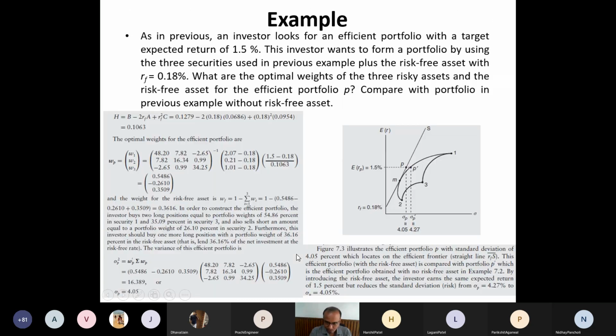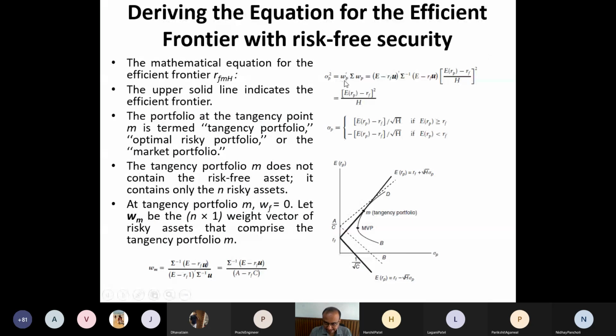If I substitute all this and find sigma P square, which is WP transpose sigma WP, I will arrive at this equation. Just try this substitution and apply the linear algebra. You will find this becomes the identity matrix. You can just verify it. It will be left with only this term. I give you again an assignment to verify all this using data in MATLAB. And this will be my sigma p square, which is ERP minus RF whole square by H.